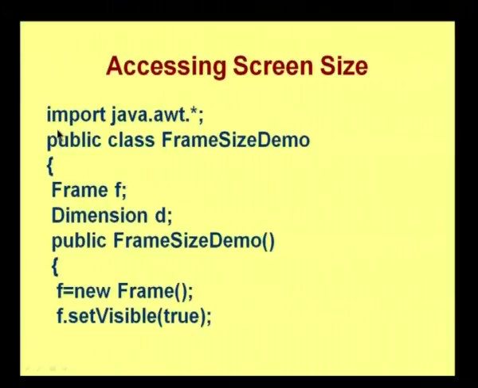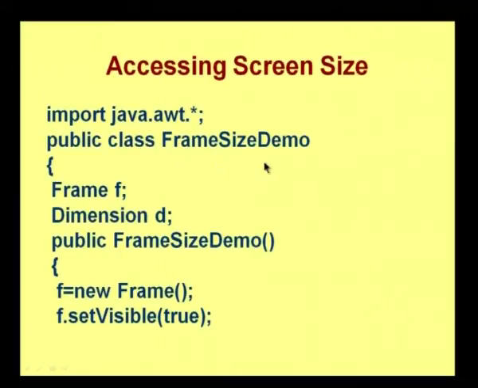In that case what we can do is access the screen size, and based on the screen size we can set the place of our components. That is, we relatively place our components based on the screen size. So in order to do this, accessing the screen size becomes important at certain points of time. You can see here we have the import java.awt.* package, where we have classes such as Dimension and Toolkit, which are used to access the screen size.